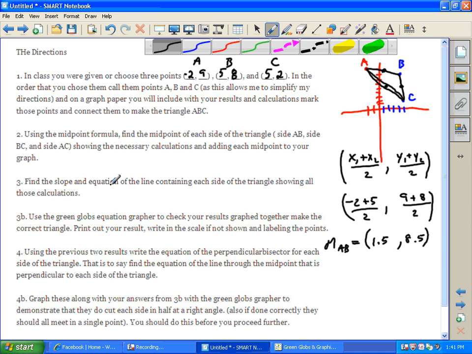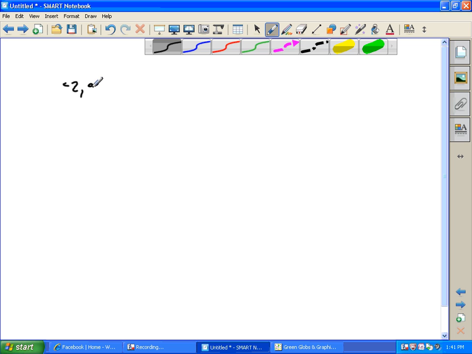All right. Find the slope and equation of the line connecting each side of the triangle, showing all of those calculations. So this will take a bit of room. I want you to find the equation of the line, the slope. First you have to find the slope and then find the equation of the line connecting these 2 points. So I'm going to demonstrate this with AB, -2, 9, and 5, 8. So let me add a new page. -2, 9, and 5, 8. I'm interested in the slope and the equation.